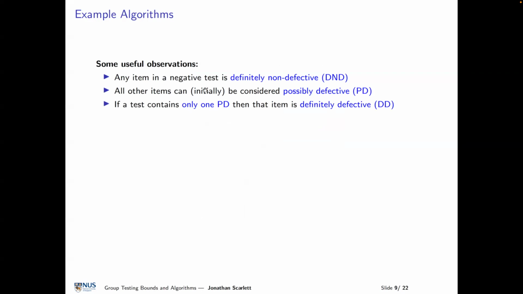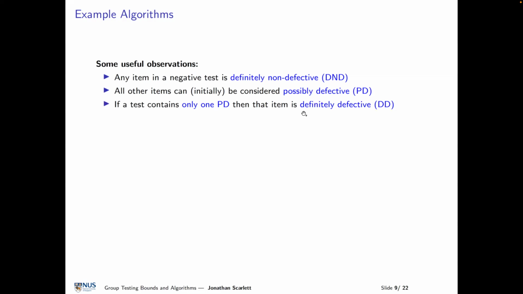Once you've declared a bunch of items definitely non-defective, you'll have a bunch of things which maybe have not yet been declared. You could call those possibly defective. The possible defectives are a superset of the defectives, but they may be a strict superset.